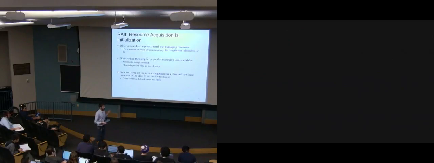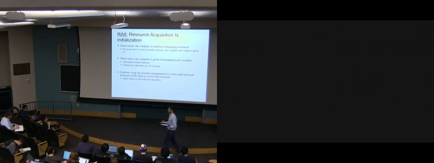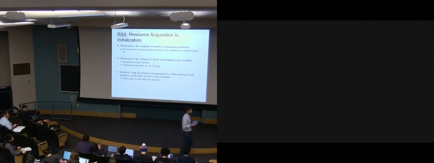All right, so what is the computer science concept behind what we just learned? The constructors and destructors. RAII, resource acquisition is initialization. I don't really like this name, but hey, this is the name of the computer science concept. The general idea is that the compiler is terrible at managing resources. Like if you create dynamic memory, the compiler can't clean it up for you. But the compiler is really good at managing local variables.